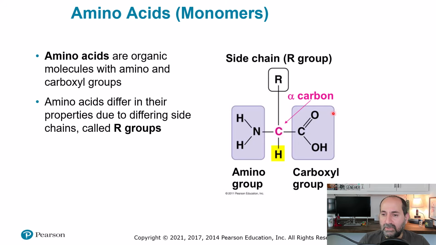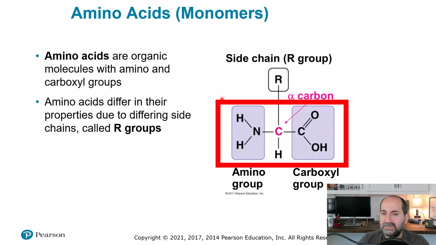Okay, so everything you see here, I'm going to put a little box up here. Everything you see here is called the backbone of the amino acid. You want to know why? Because all 20 of the amino acids share this same backbone. They all have the amino group, they all have the carboxyl group, they all have an alpha carbon with its little hydrogen, right? So this is called the backbone of the amino acid.